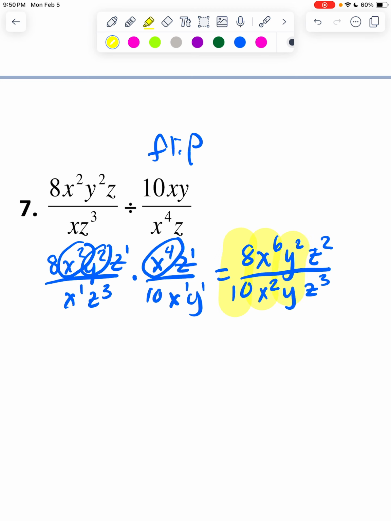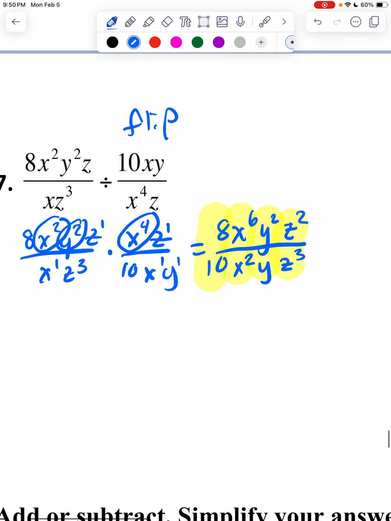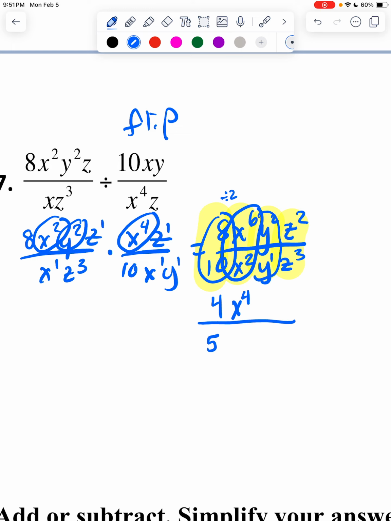I didn't have to factor anything because I didn't have adding and subtracting. Looking at the number part, 8 over 10, they can both divide by 2, so I get 4 over 5. Looking at my x's, the difference between 6 and 2 is 4, and those extras will be on top because that's where I had more to begin with. Here I have y to the first and y to the second, so that will put 1y on the top because the difference is 1, and that's where the extras would be. The difference between 2z's and 3z's is also 1, and that's going to go on the bottom because that's where the extras were to begin with. So that is my answer.